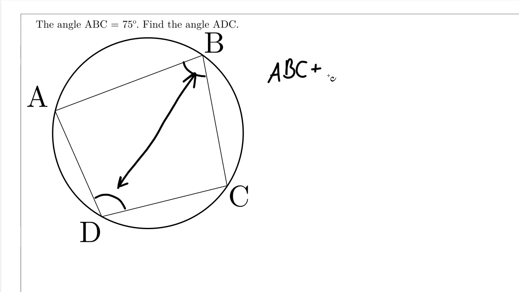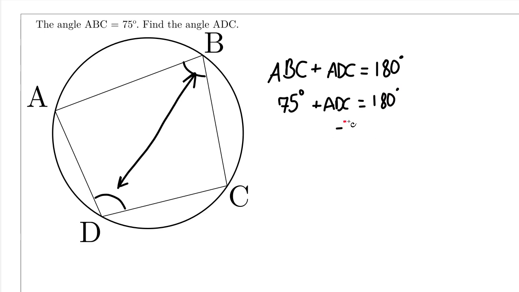ABC plus ADC equals 180 degrees. And we're told the value of ABC, so we know that 75 degrees plus ADC is equal to 180 degrees. Doing this step by step, we would subtract 75 degrees from both sides of the equation.